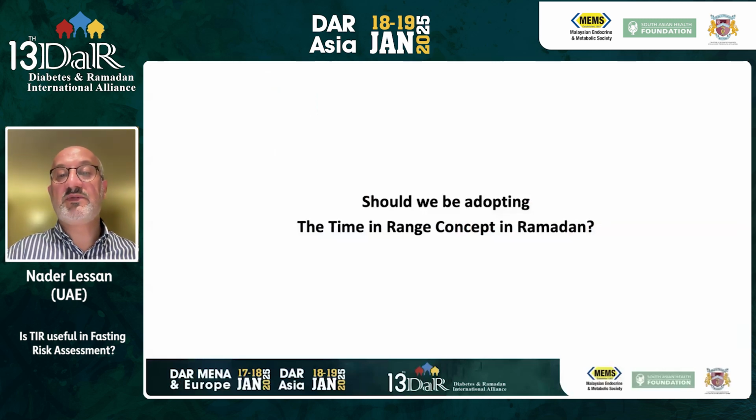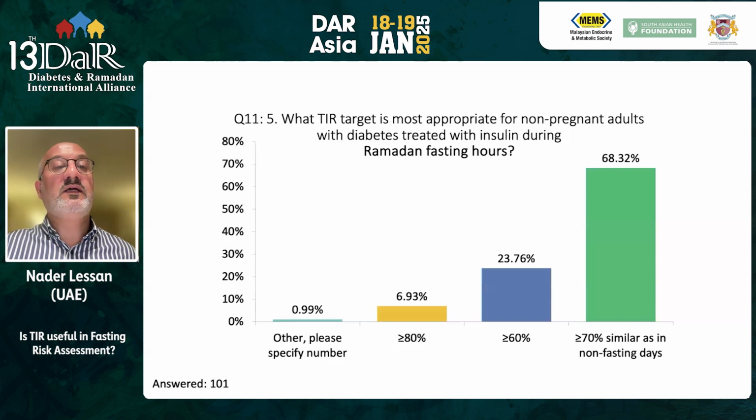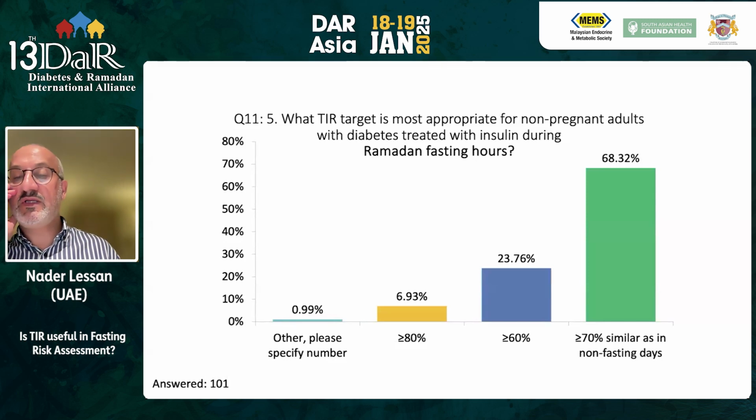Should we be adopting the time in range concept in Ramadan? Question 11, what time in range target is most appropriate for patients with diabetes during Ramadan fasting hours? More than 70% was the answer that we put to the respondents. 68% of the respondents thought that should be the target, similar to non-fasting days. The target of 60%, 23% of the respondents, target of 80%, about 7% of the respondents. So most agreed that the target should be the same as non-Ramadan days.